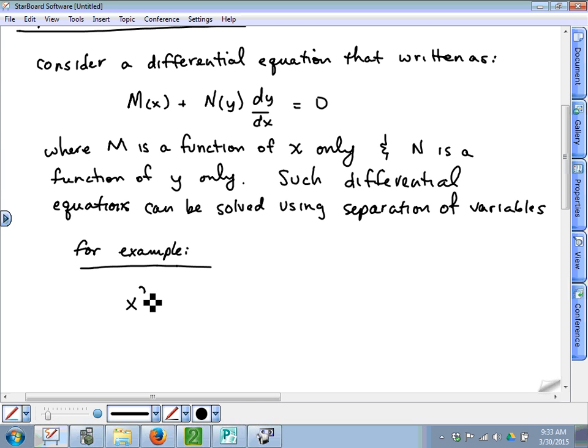x squared plus 3y y prime equals 0. Is that also 3y y? Yeah. Hey, gotta focus here, you guys.